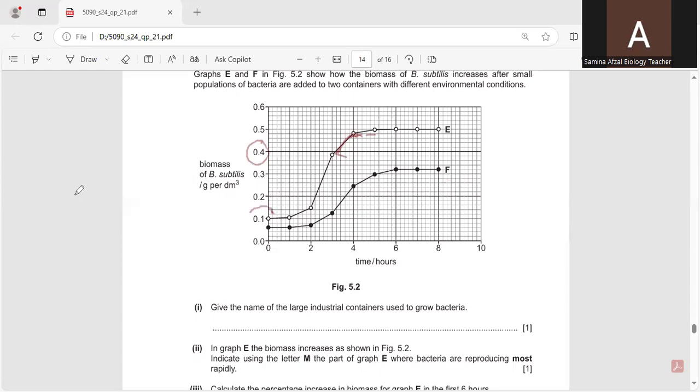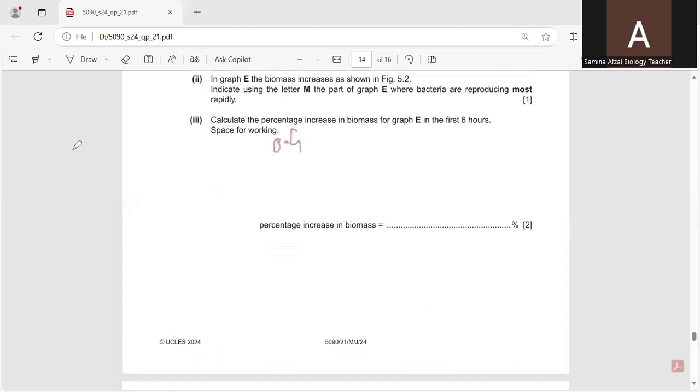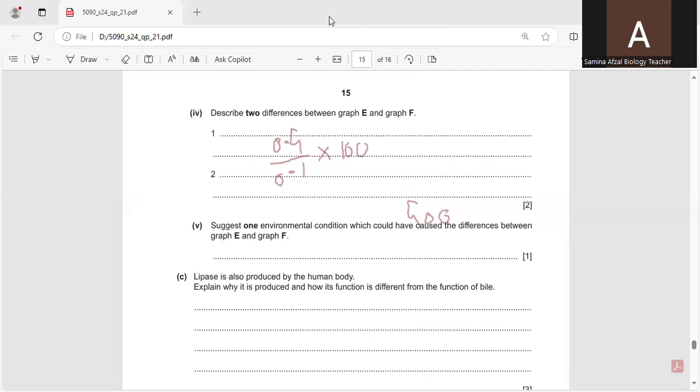So it was started at 0.1. So we will move towards the space to write its answer. So in this way, we have to find out the increase. So 0.4 divided by 0.1, multiplied by 100, then the answer will be 400%. So this is the answer. After 6 hours, that will be the growth percentage.